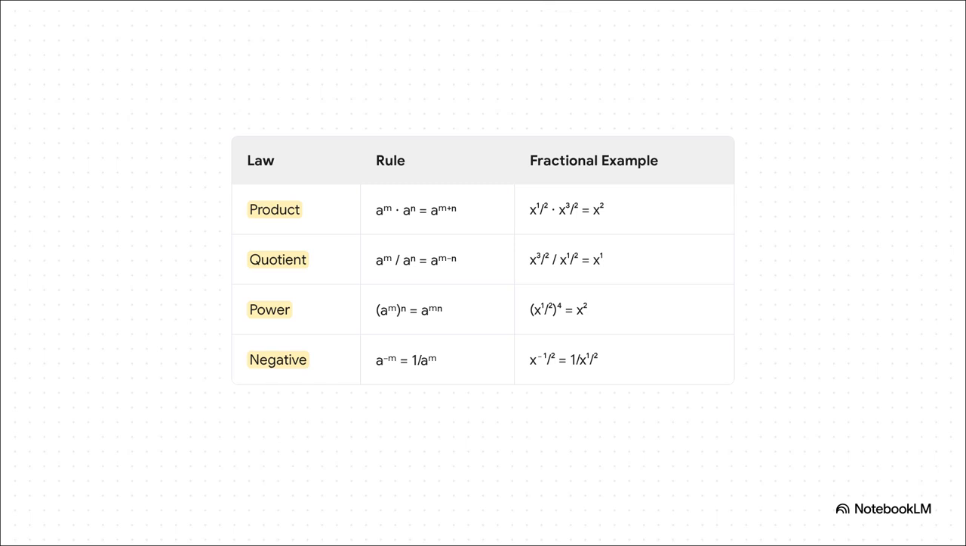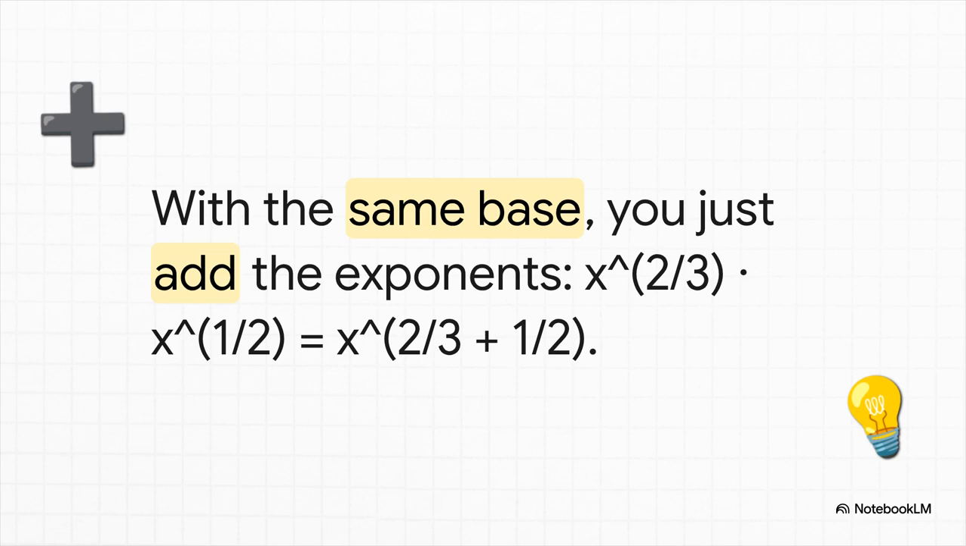Check out the product rule example. x to the 1/2 times x to the 3/2. You just add the exponents. 1/2 plus 3/2 is 4/2, which is just 2, so it's x squared. Same logic, same rules. So if you see something like this, what do you do? Well, the bases are the same, right? So you just add the exponents. Honestly, the hardest part isn't the exponent rule itself. It's just remembering how to add fractions from like middle school.